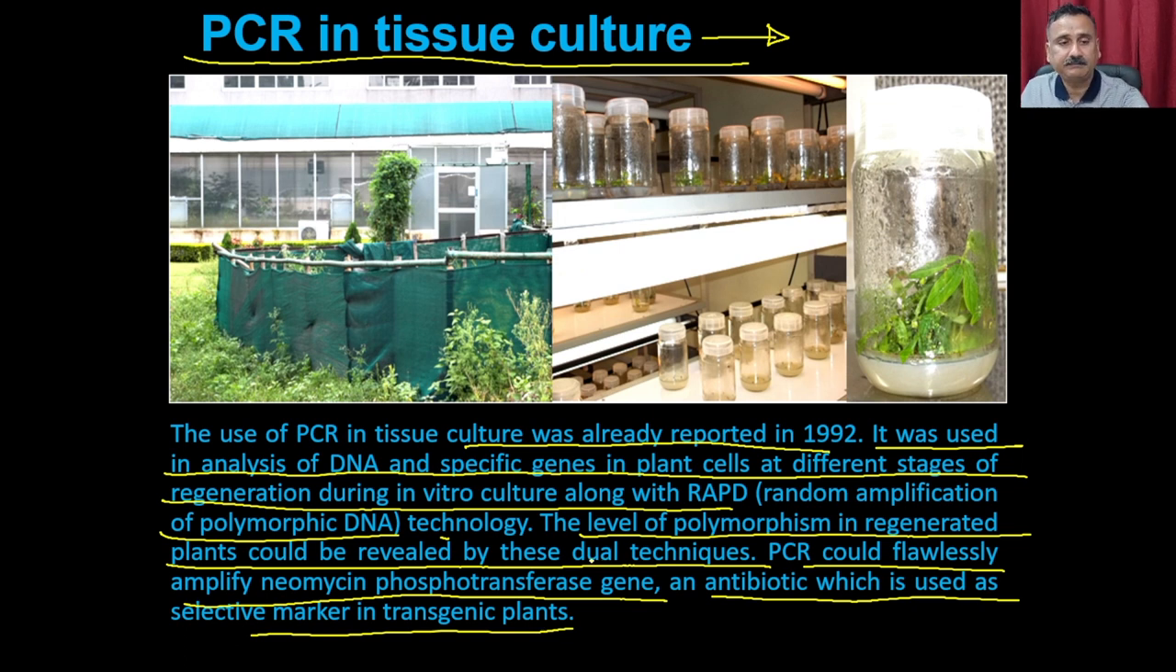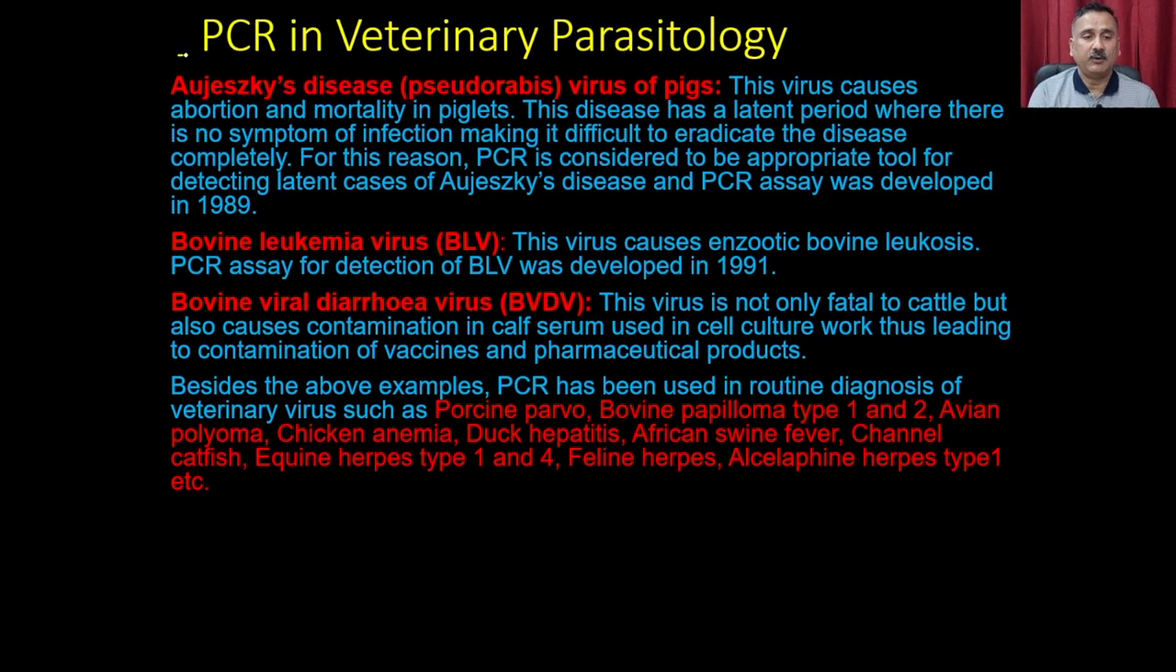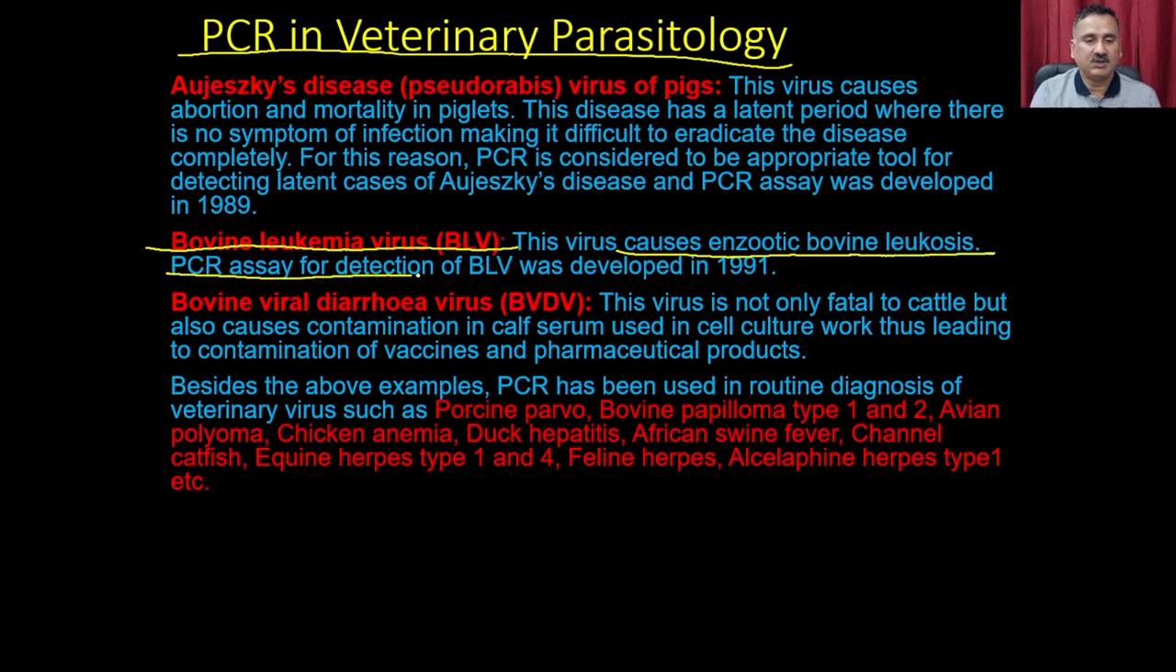PCR could flawlessly amplify the neomycin phosphotransferase gene, an antibiotic resistance gene which is used as a selective marker in transgenic animals. And PCR is also being used in veterinary parasitology. It is being used for detecting the different types of pathogens present in animals. For example, you can detect Aujeszky's disease virus of pigs. Then we can also use it for bovine leukemia virus, or BLV. This virus causes zoonotic bovine leukosis, and a PCR assay for detection was developed in the year 1991.